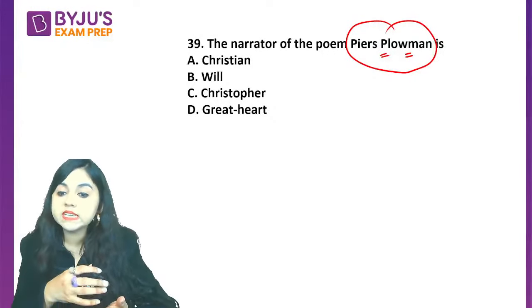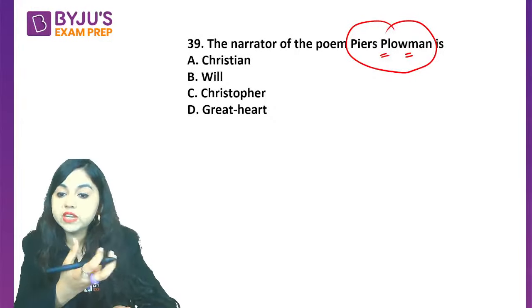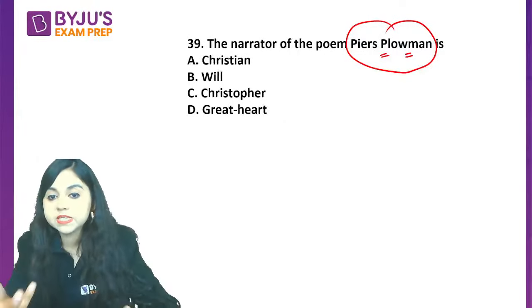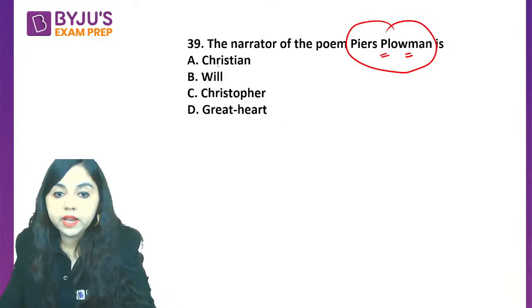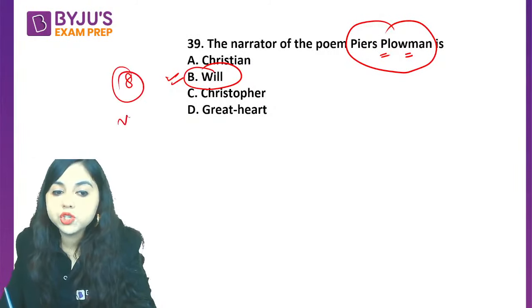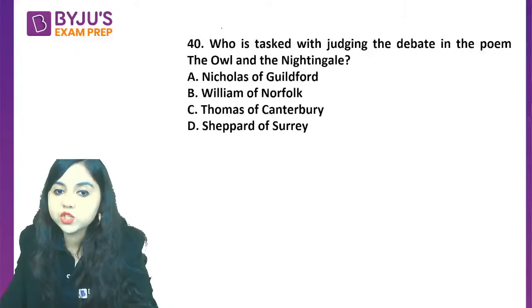And this poem is an example of Christian allegory, because Will is representing human will altogether, right? So the narrator of the poem is Will. There are 8 visions. This question also comes in: how many visions is he having? 8 visions. Last question for today.